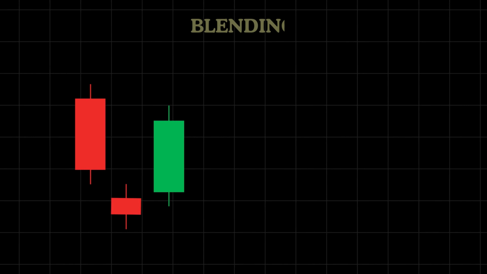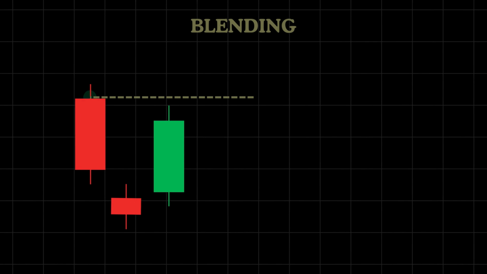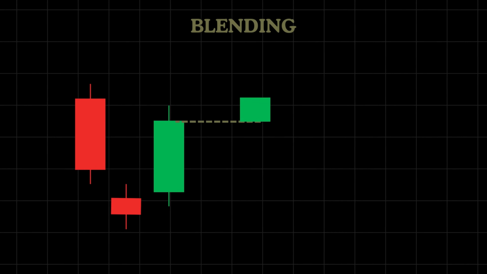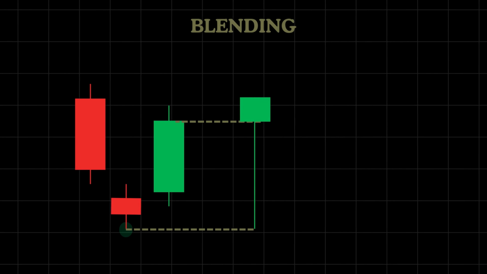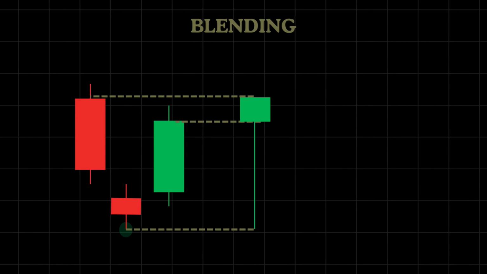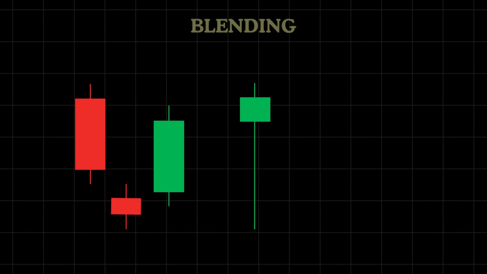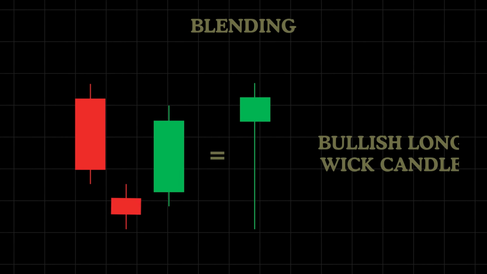Let's blend them. Again, we start by taking the opening price of the first candle. Since we now have 3 candles, we take the closing price of the third, last, candle to form the body. Next, we find the lowest price point among the 3 candles and extend that up to the body to form the lower wick. Similarly, the highest price point among the 3 candles will form the upper wick from the top of the body. The resulting candle is a bullish long wick candle.